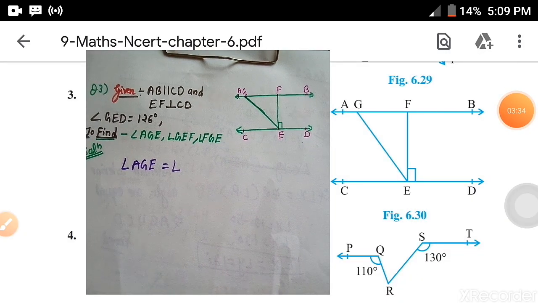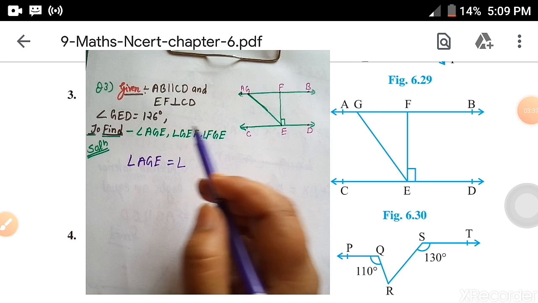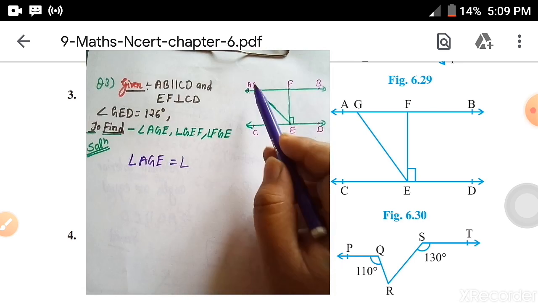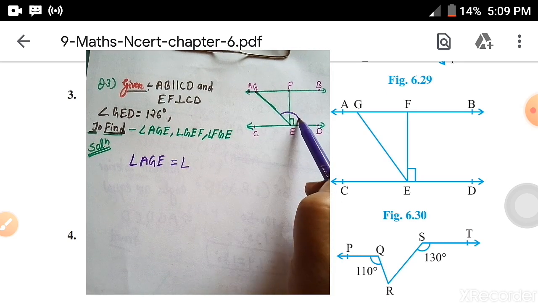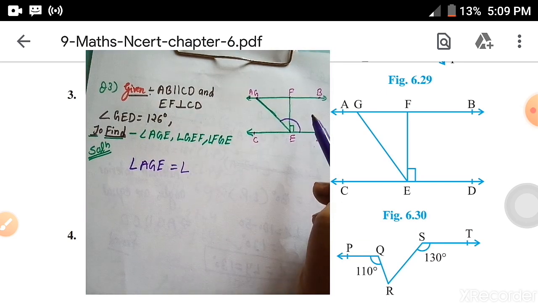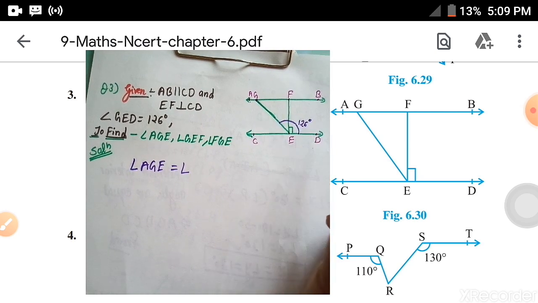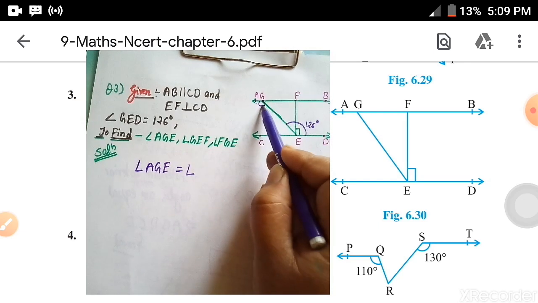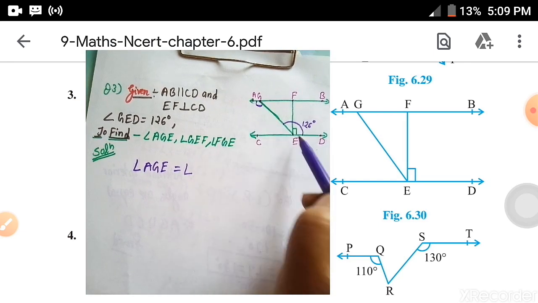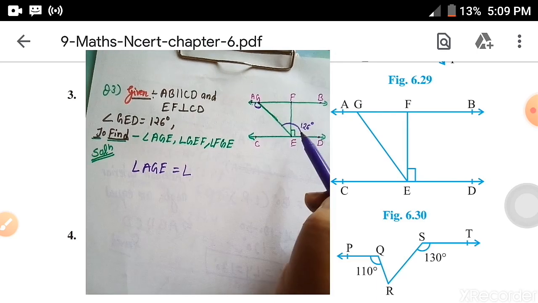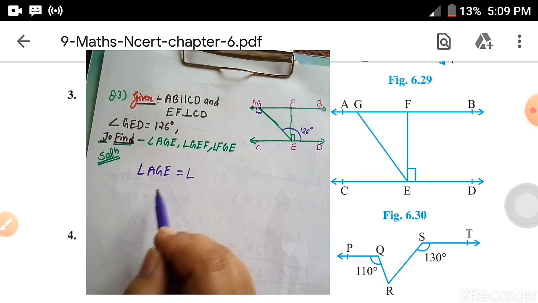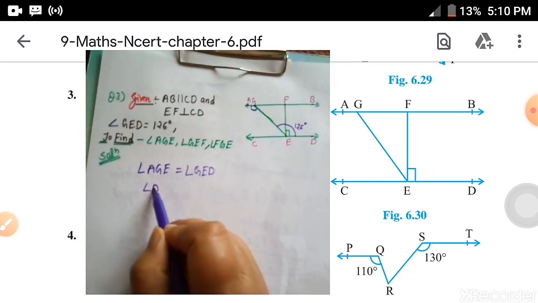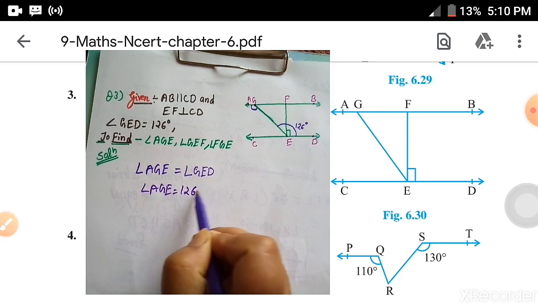Now you can see that I have made the figure for that also. We have given that these two lines are parallel to each other and this is perpendicular. Now GED, that means this whole angle, is 126 degree, given in the question. Now we have to find out the value of AGE, that means this angle. You can see that AGE and GED are both alternate interior angles. So we can say that AGE is equal to angle GED. These are alternate interior angles, hence AGE is equal to 126 degree.